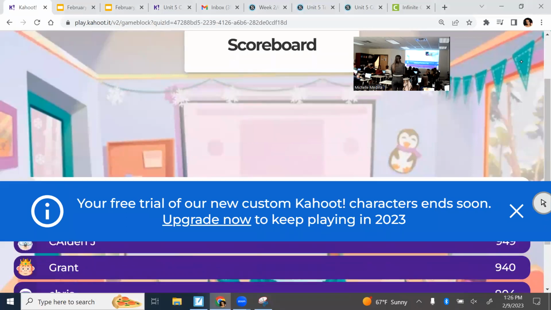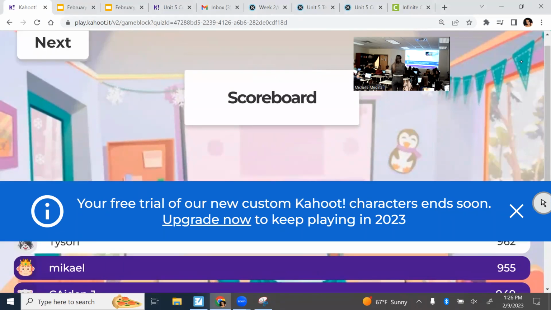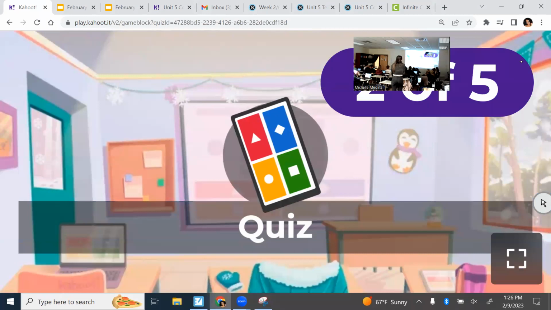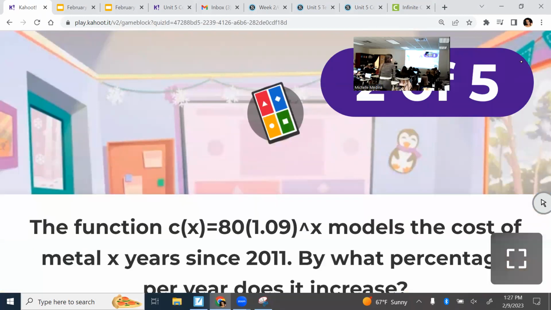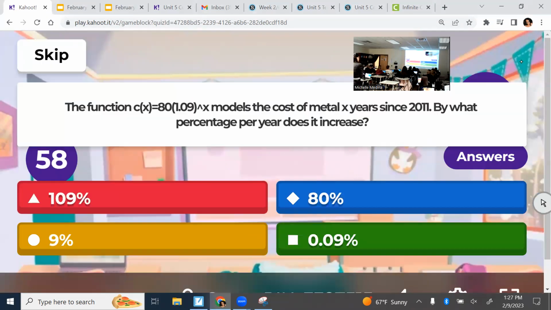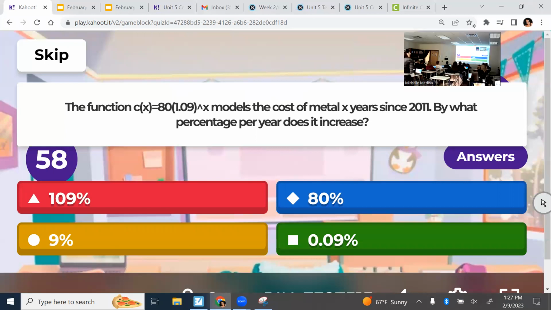So Tyson, Michael, Lloyd, and Caden so far. The same function as before. By what percentage per year does it increase? You would think. Part of your test, your constructed response. Don't forget to justify your answer tomorrow when it asks you to justify it.